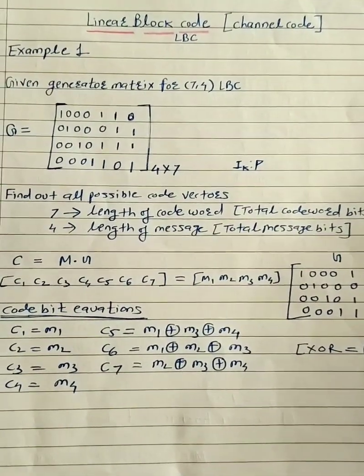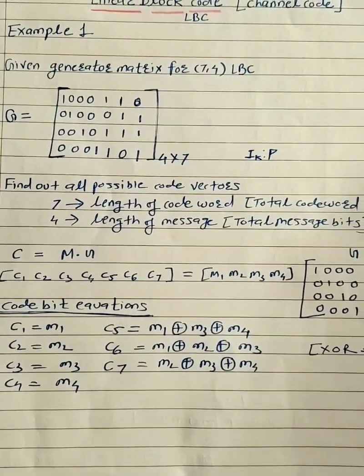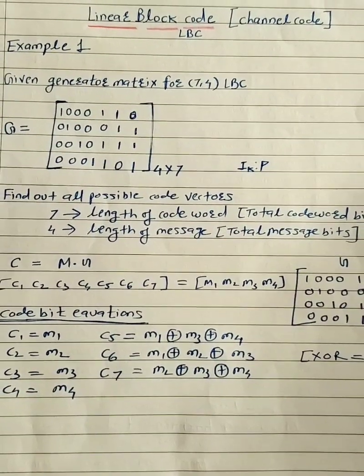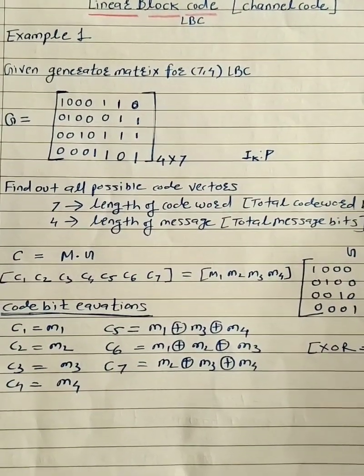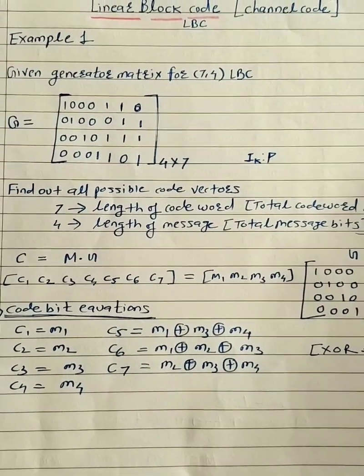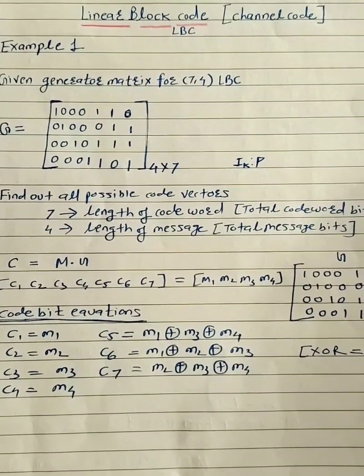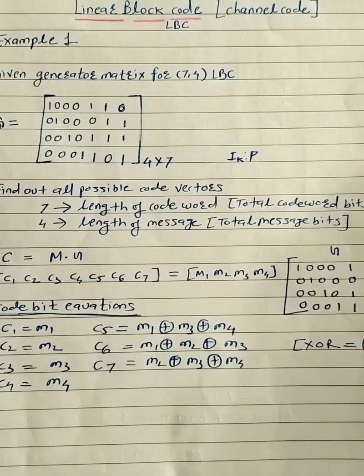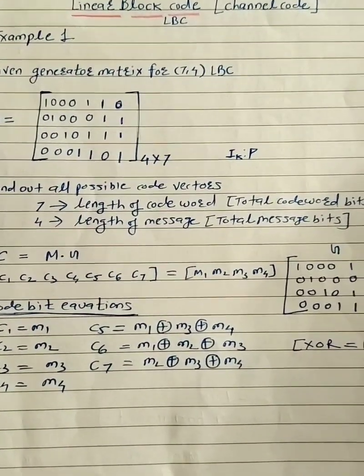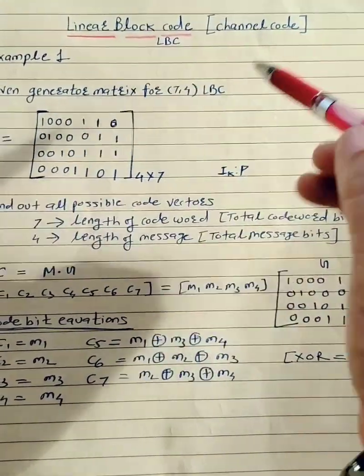So what is channel code? Channel code is one which adds parity bits to your message bits so that if there is an error, it can be corrected or at least detected at the decoder side. So linear block code is a type of channel code.